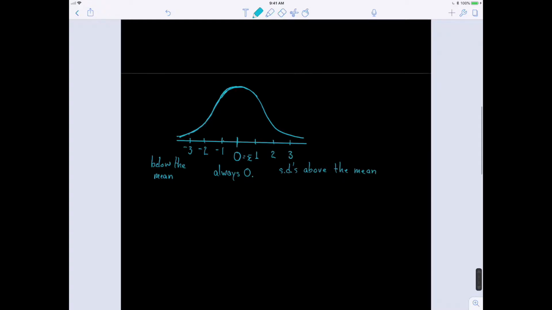Now also, we call the measuring of our data in standard deviations z-scores. We'll understand more why, but for now, any number on the horizontal axis is referred to as a z-score. So these are called z-scores, these are the numbers on the horizontal axis.